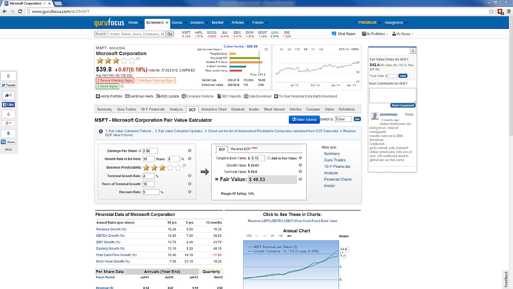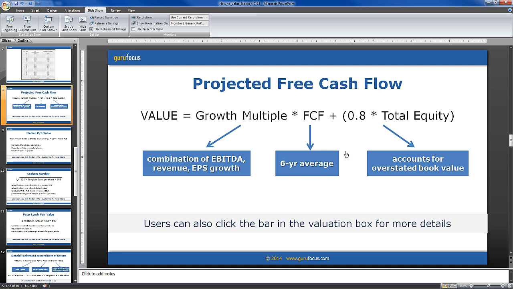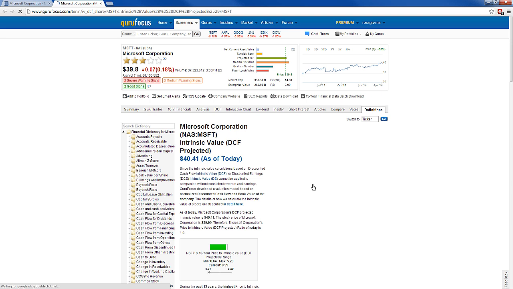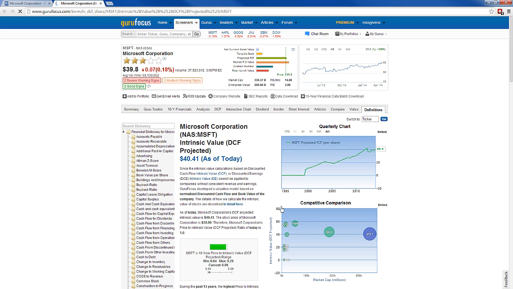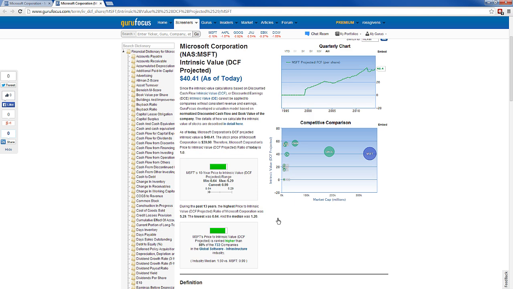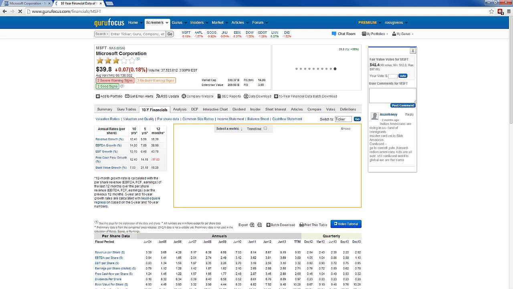John, you want to see an example? Okay. Let's go to an example. So here's projected free cash flow. So let's go back to Microsoft. And here is projected free cash flow of Microsoft. Let's see if we've got a breakdown per share of this thing. I don't think it's in here.